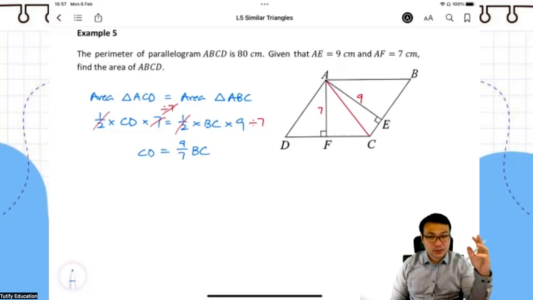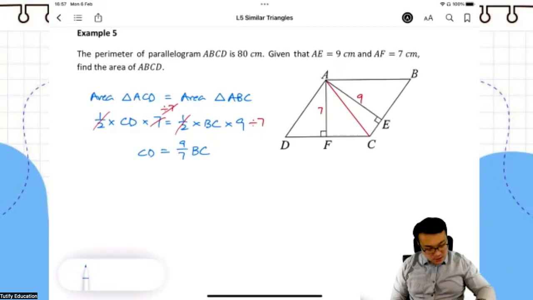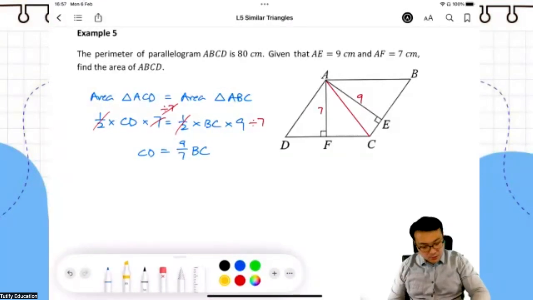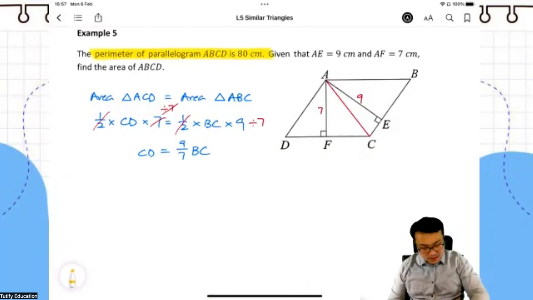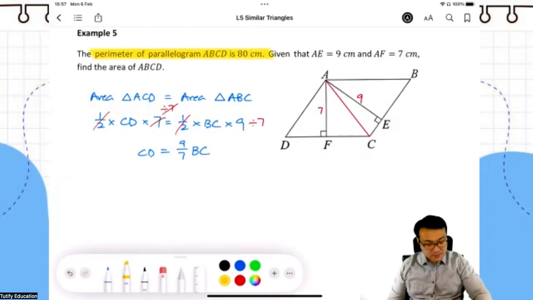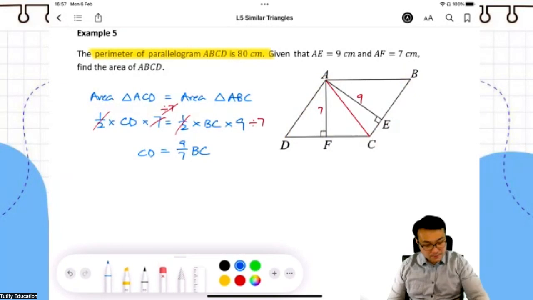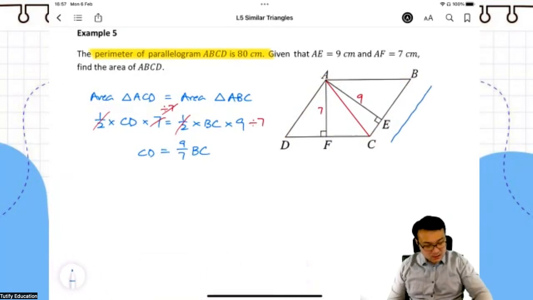So far, does anyone have any questions before I move on? If you have questions, just raise your hand. Click the button in Zoom. Now, students, they told us the perimeter is 80, right? That means this plus this plus this plus this equals 80. What if I want to find this plus this?